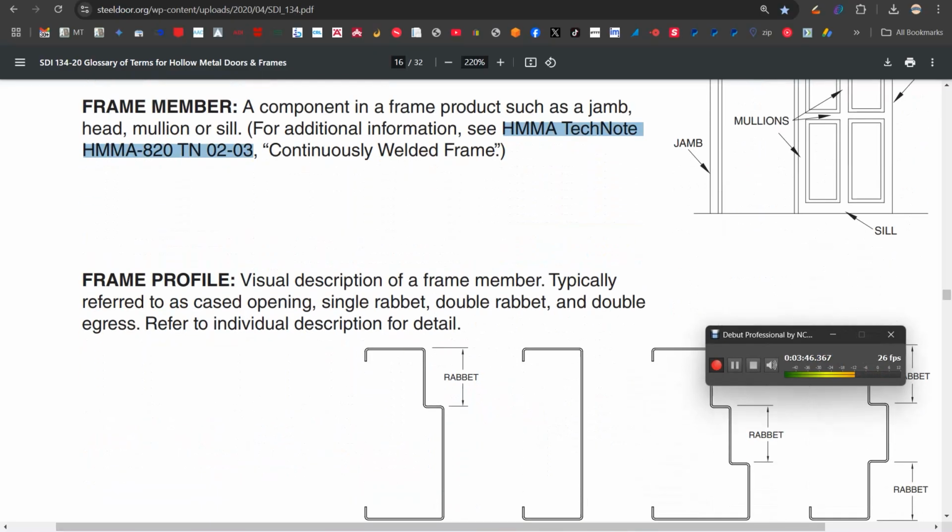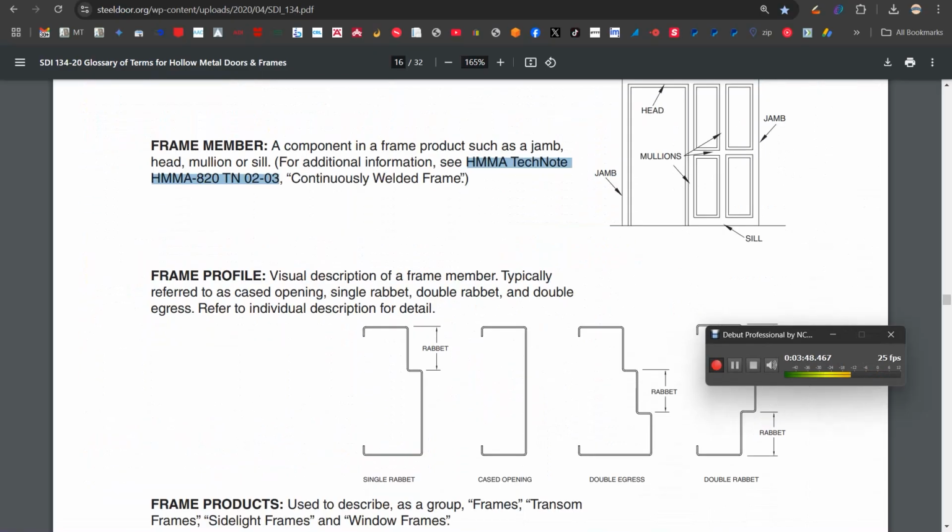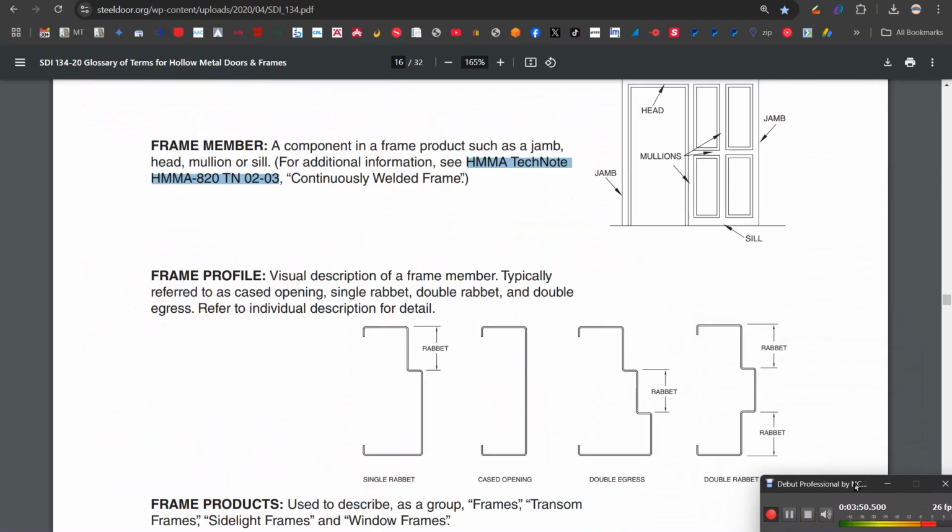Let's move on to the next definition, and that's going to be frame profile. I feel like I've discussed this 100 times to Sunday, but we will go ahead and talk about the obvious. Let's move on.